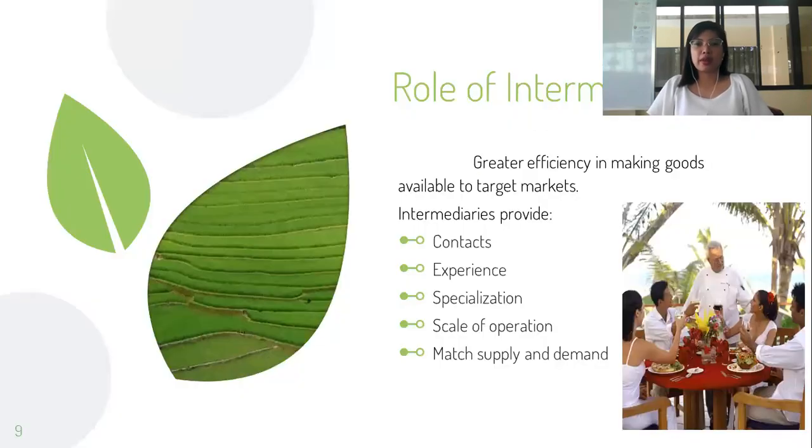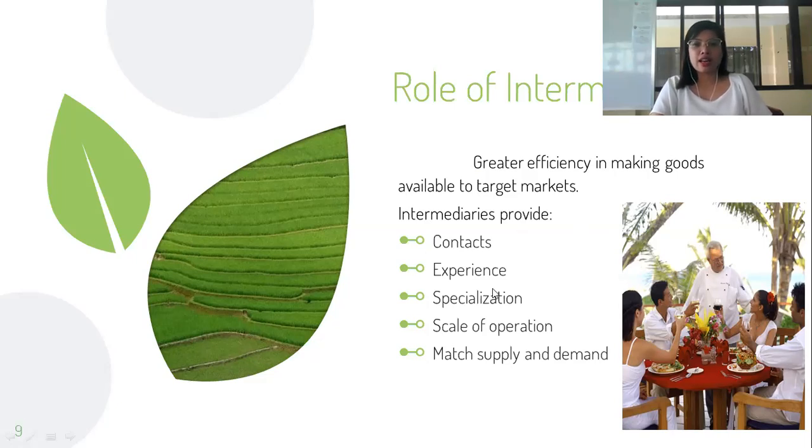There are different roles of intermediaries. Okay? So we have the greater efficiency in making goods available to target markets. Intermediaries provide the contact. So intermediaries, ibig sabihin ito yung nasa, no? They provide the contact, of course experience, specialization, the scale of operation, and they match the supply and demand. Okay. So for example, sa restaurants, no? For the contact information, the intermediaries provide different contacts. You are able to meet different people, different suppliers, because you meet this supplier, this supplier knows supplier B, supplier B knows supplier C, and you need to know all of them, no?